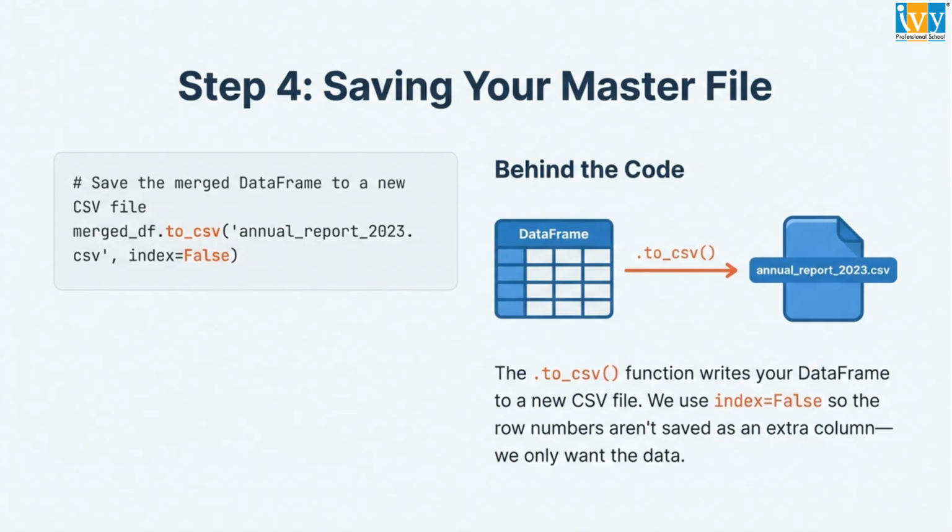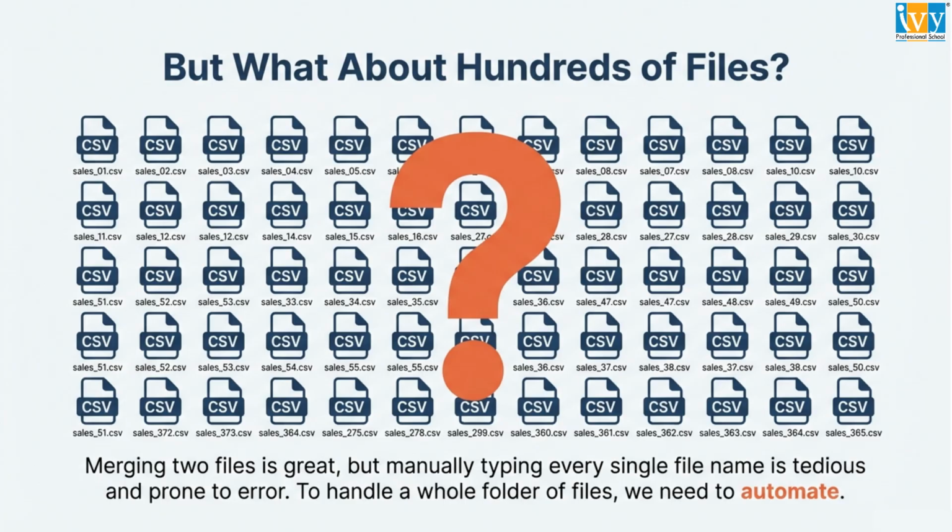The .to_csv function writes your data frame to a new CSV file. We set index equals False, so the row numbers are not saved as an extra column, keeping only the essential data. Merging two files manually is great, but what if you have hundreds? Manually typing every single file name is tedious and prone to error. To handle an entire folder of files efficiently, we need to automate the process.